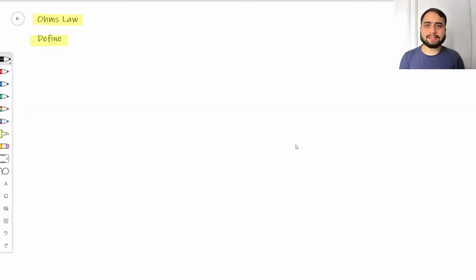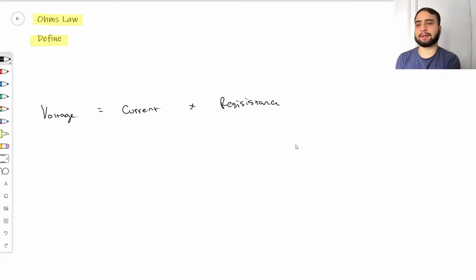Alright, so now let's tie these three things, voltage, current, and resistance, together in one simple equation. You can see here that this equation ends up being called Ohm's law, and there is a definition here, but we're not going to define it just now. We're going to have a look at the equation first. So the equation is voltage is equal to current multiplied by resistance. If I do it with letters, V equals I times R.